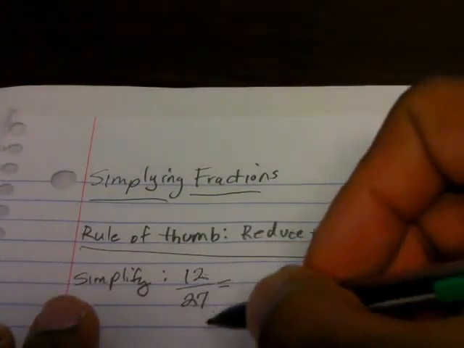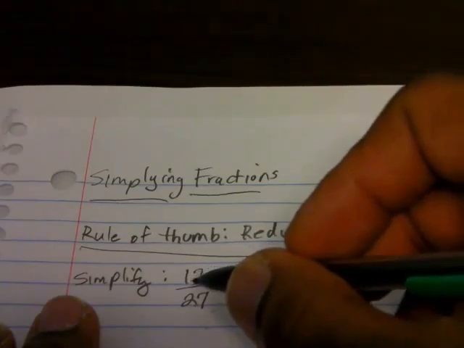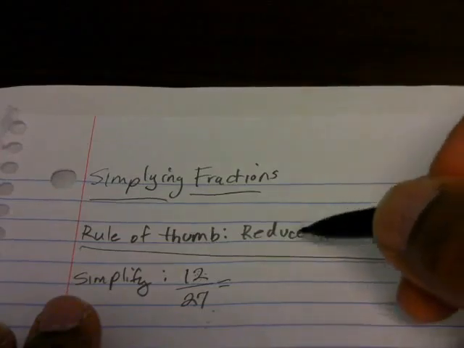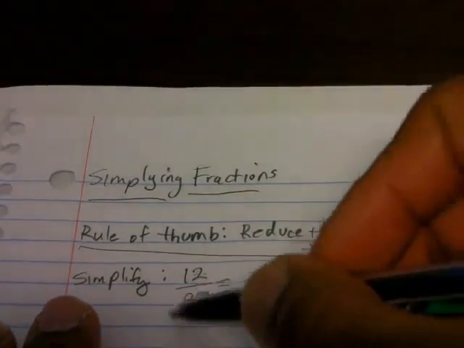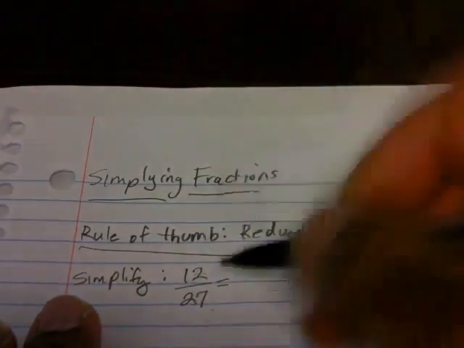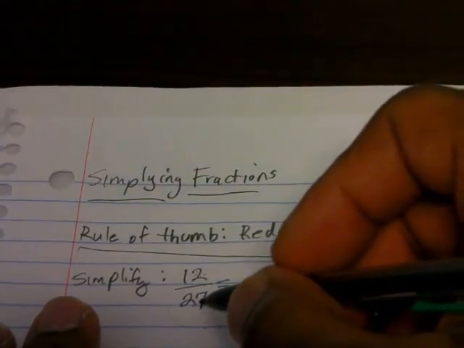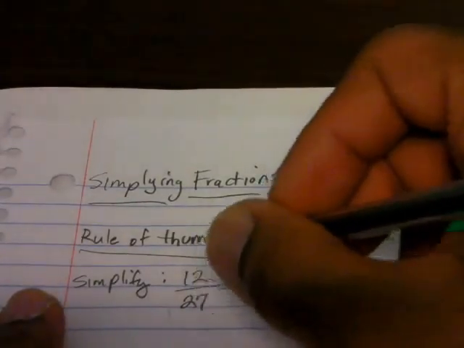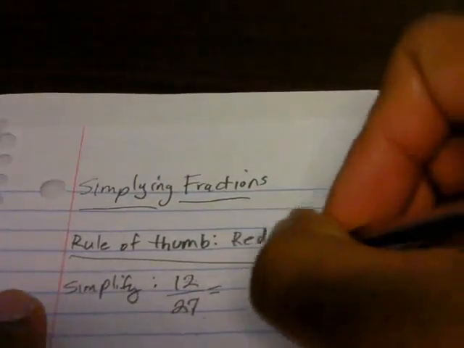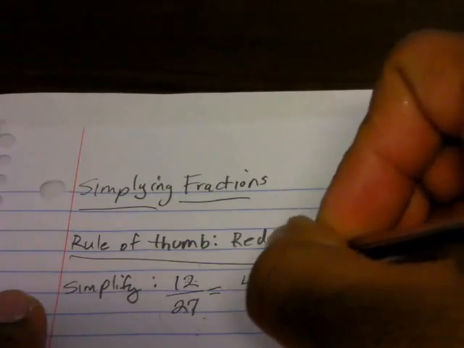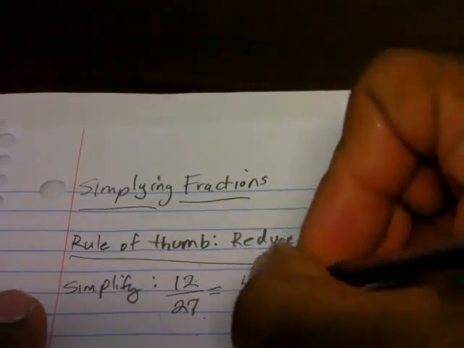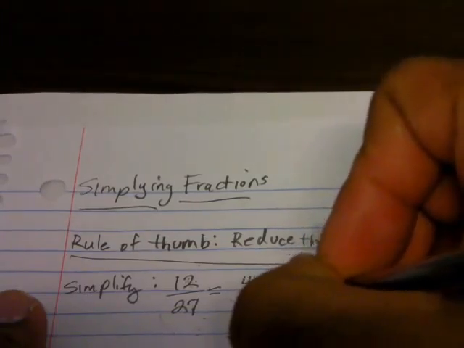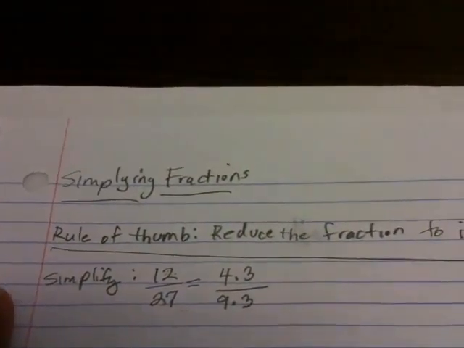The numbers that make up 12 are 6 times 2, 4 times 3, and 1 times 12. And for 27, 3 times 9 and 1 times 27. So I find out that these two numbers have 3 in common. So I'll write it down, 4 times 3 over 9 times 3. Then I see the factors.